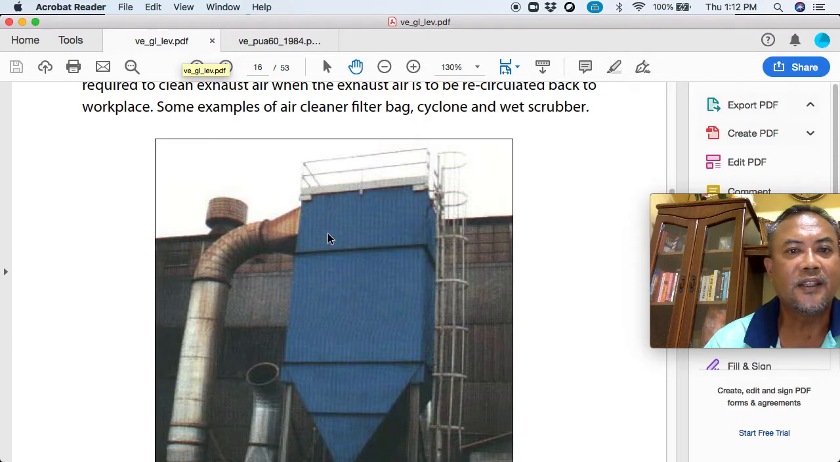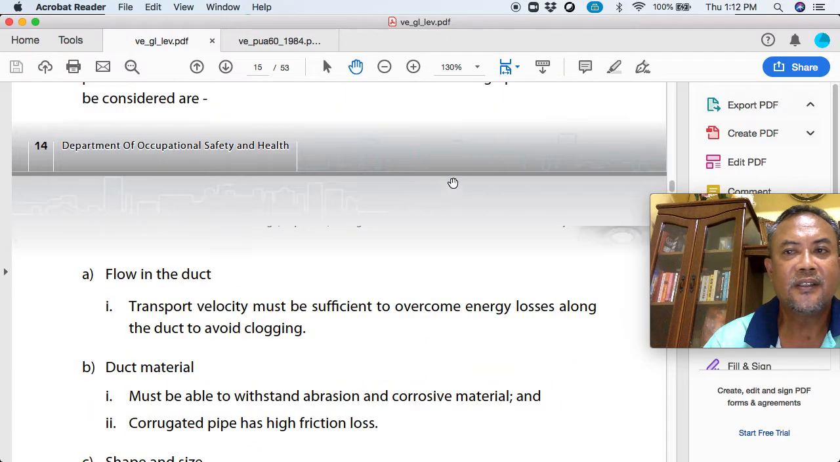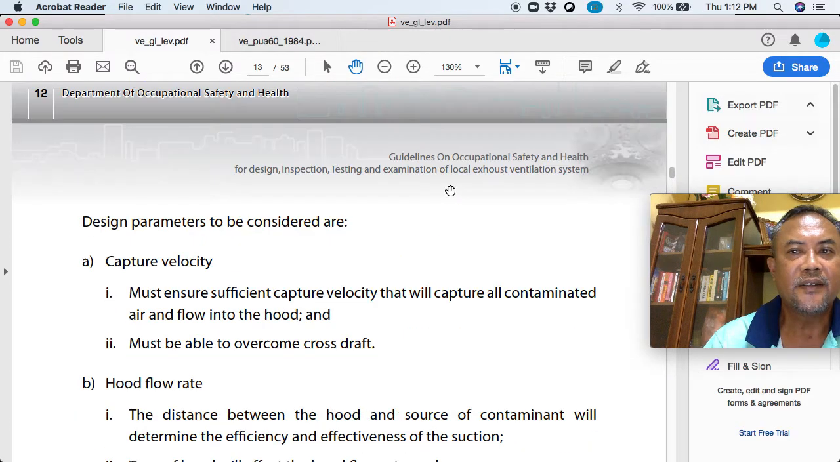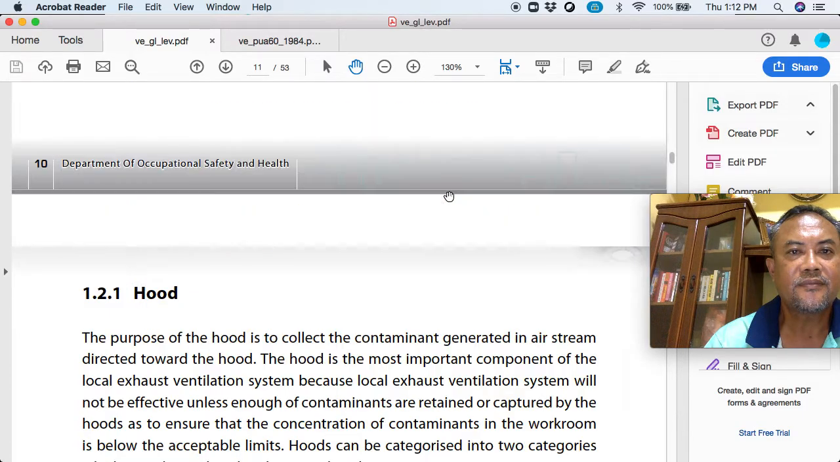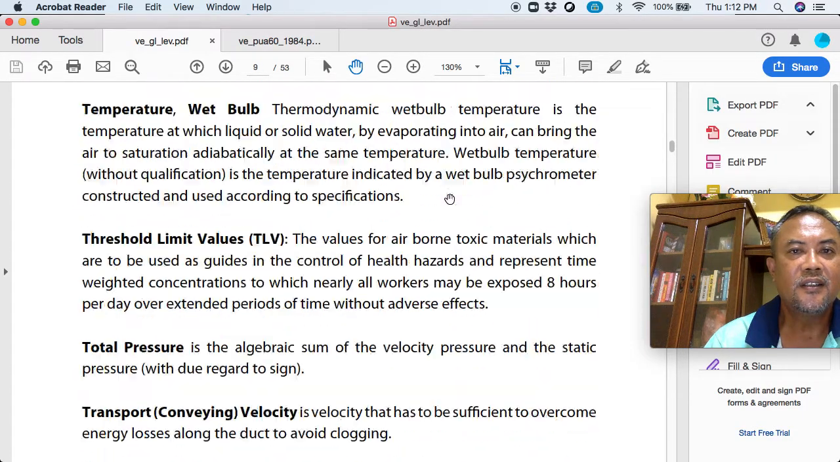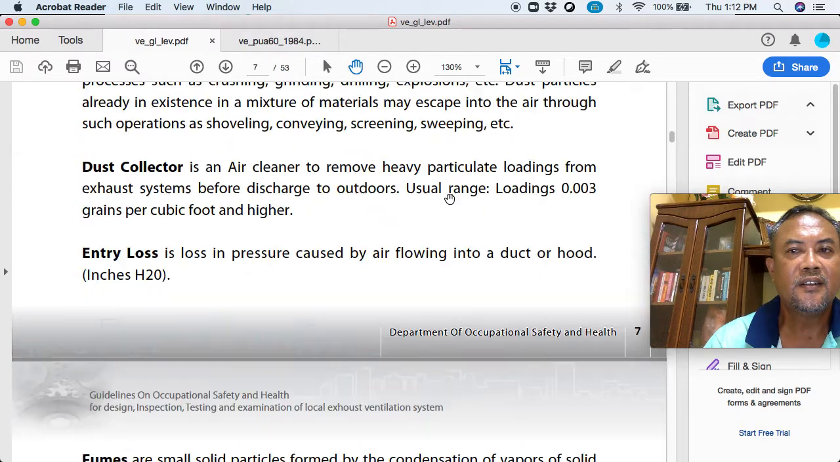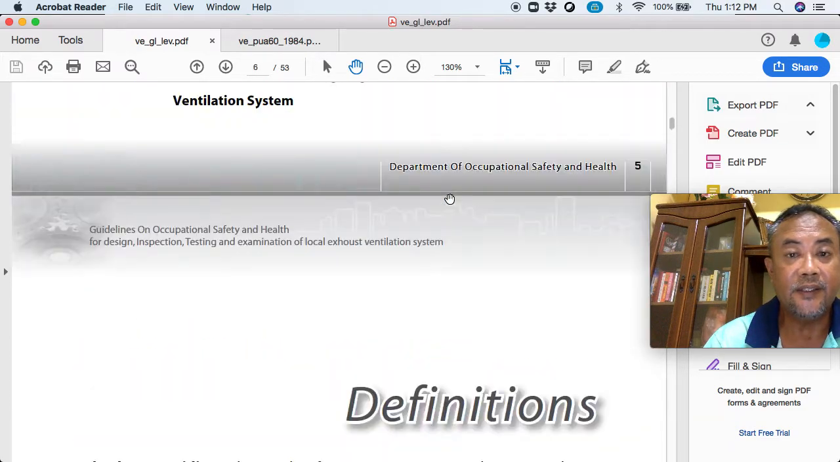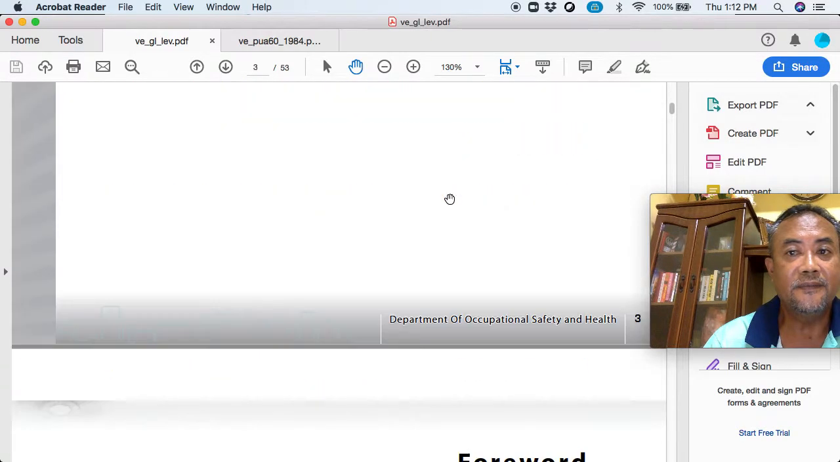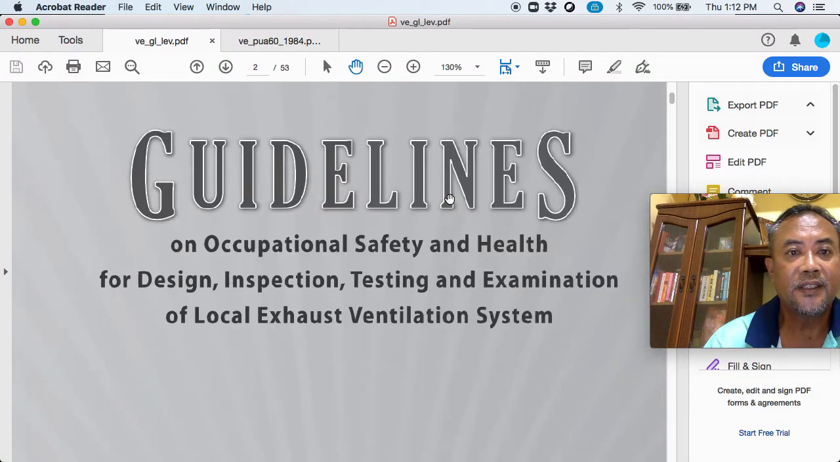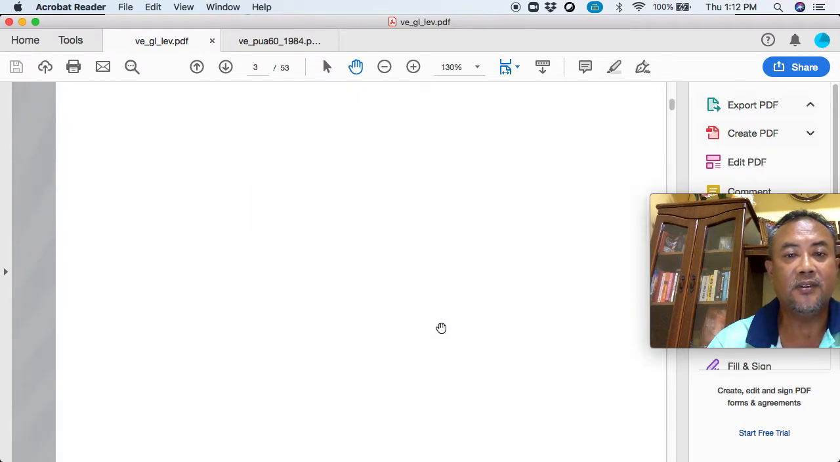Okay, this guideline is about ventilation. They call it the guideline for design, inspection, testing, and examination of local exhaust ventilation. So in terms of engineering system, they have to follow this guideline.